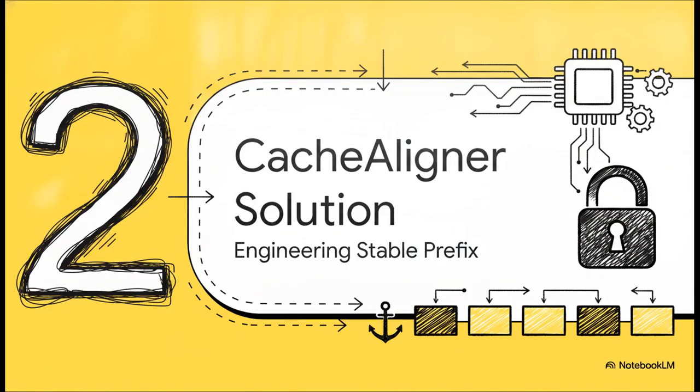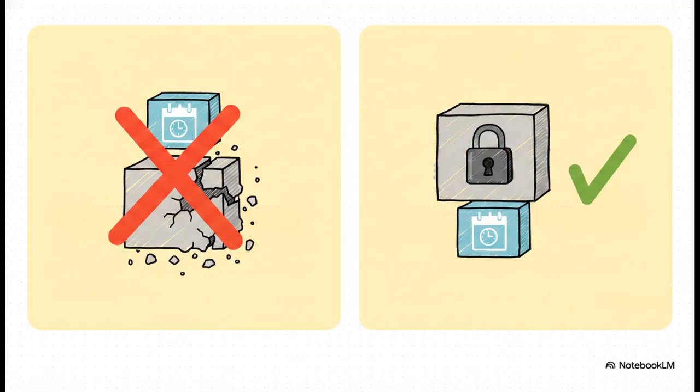So the crucial point is, how do we fix this? That brings us to Section 2, the CacheAligner solution, engineering a stable prefix. We basically need a way to keep those foundational instructions identical while still passing along that necessary dynamic information. If you look at the comparison here, a typical unoptimized setup has the dynamic date sitting right at the top, followed by the massive system prompt and then the user query. Naturally, the cache breaks immediately right there at the date.